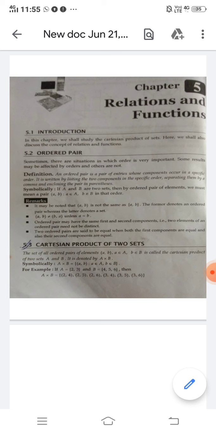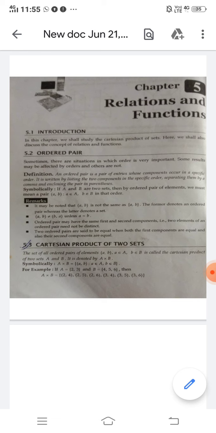So what is the Cartesian product of two sets? The set of all ordered pairs of elements (a, b), where a belongs to capital A and small b belongs to capital B, is called the Cartesian product of two sets A and B. It is denoted by A cross B. Just remember, Cartesian means cross, A cross B. Symbolically, A cross B is equal to curly braces, then parentheses, (a, b) such that a belongs to A, b belongs to B.